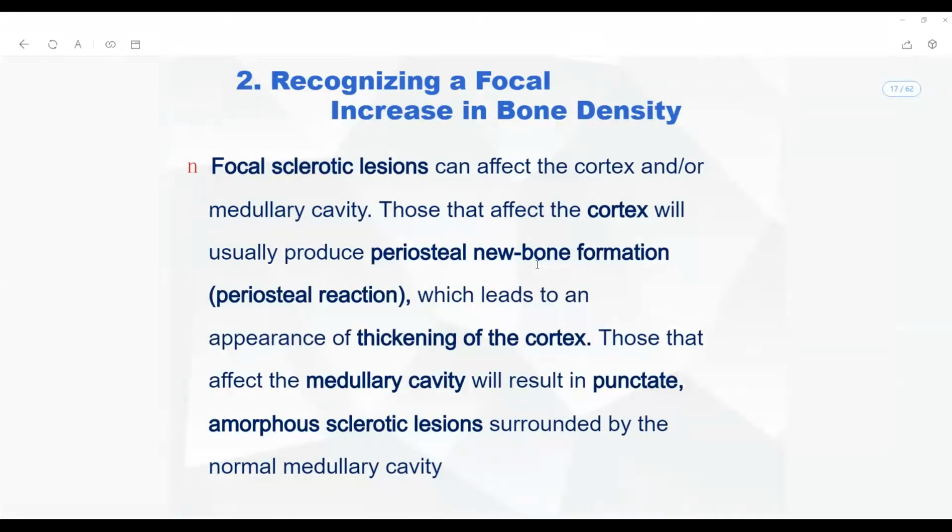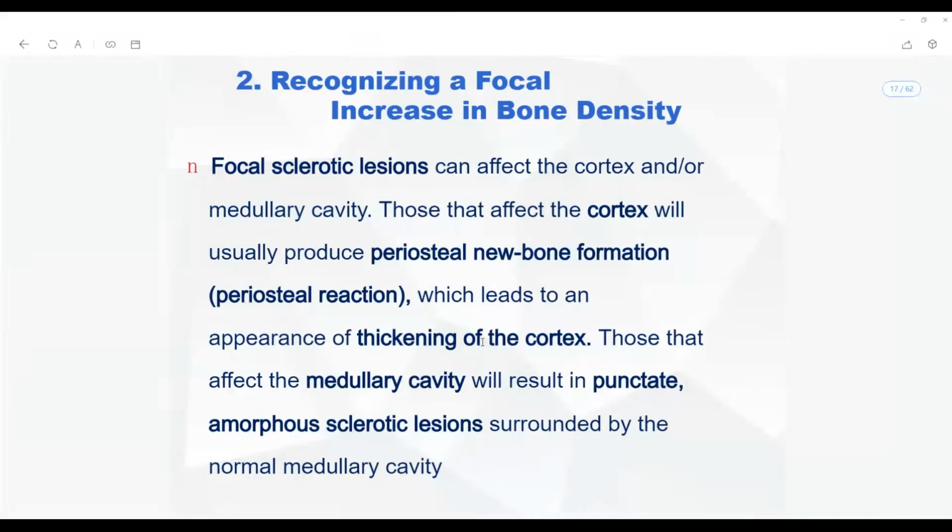Okay, so the cortex will usually produce periosteal new bone formation. So formation of new bone on the periosteum is called the periosteal reaction. Remember it that way, as simple. And then it will eventually lead to the thickening of the cortex. But it is not the cortex that has been thickened here, it is the periosteal layer. Overall depositions have been happening here, which is making the cortex look much bigger, right, and thick. Did you understand the point here?